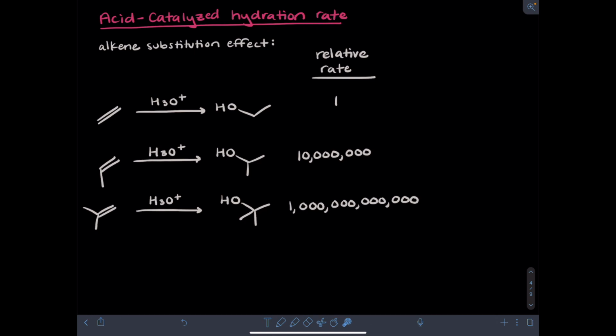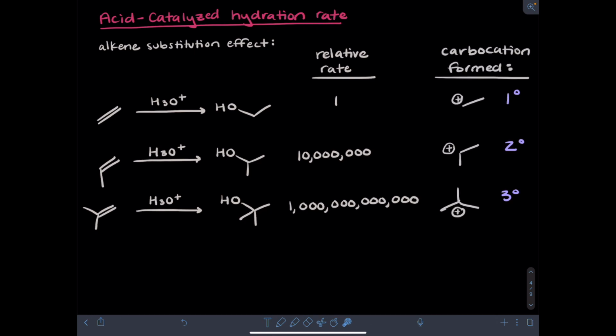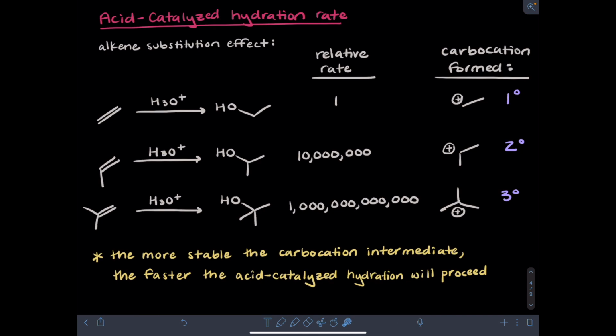To see why this is the case, let's consider the carbocation intermediates that are formed in these 3 reactions. In the first case, a primary carbocation is formed. In the second reaction, a secondary carbocation is formed. And in the third example, a tertiary carbocation intermediate would be formed. What these reaction rates show us is that the more stable the carbocation intermediate is, the faster this acid-catalyzed hydration reaction will occur.